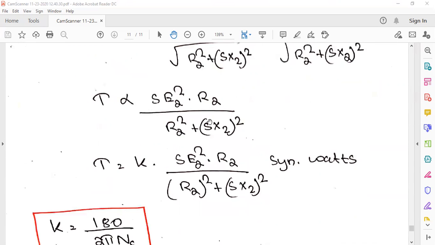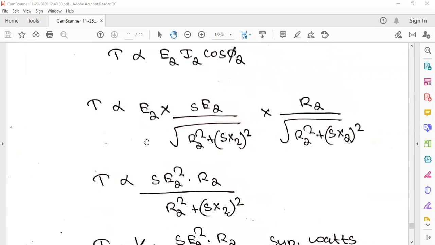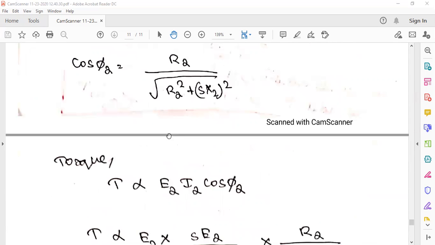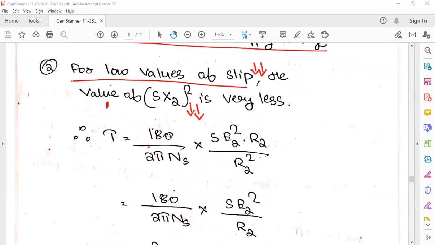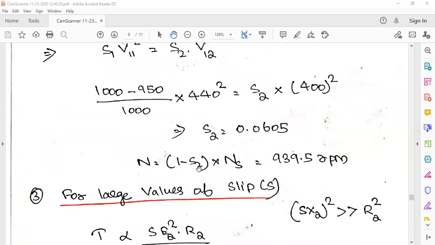So, T is proportional to S E2 square R2 by R2 square plus SX2 the whole square. Same equation, right? Torque is equal to K into S E2 square R2 by R2 square plus SX2 the whole square. K is the proportionality constant and that K is equal to 180 by 2 pi Ns. How you got that? That's why I explained this for you. We derived 180 by this, no? So this value is the K, that is the proportionality constant. So finally we arrive at the equation for torque.